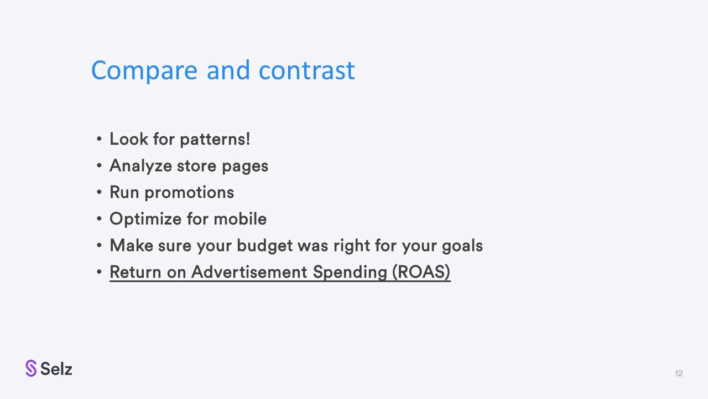Managing an online storefront gives you access to a wealth of data, and not all of it necessarily leads to easy decision making. Make sure you're comparing the right things and be patient. A successful ad campaign takes time.